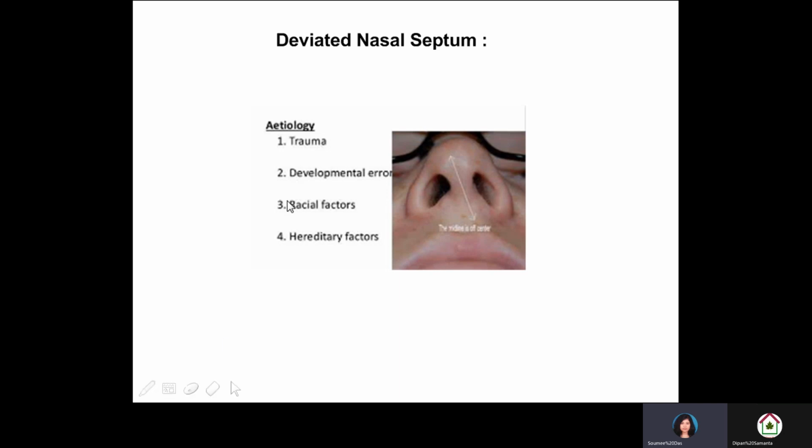Next are racial factors. People of different races have different facial structures, so the nasal septum and its position can vary as a racial factor. Next are hereditary factors. Deviated nasal septum can be part of an inherited trait, so it can be genetic and carried from generation to generation. This is all we should focus on about deviated nasal septum.